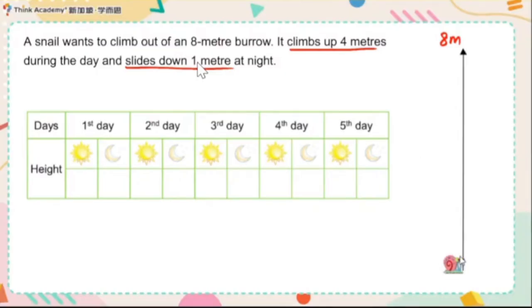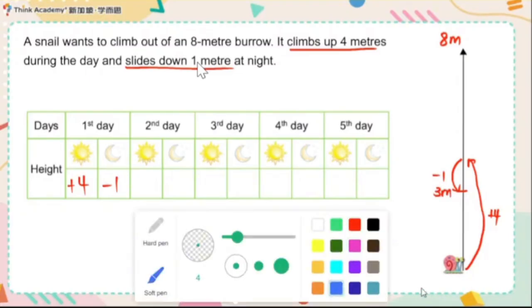My snail starts from the bottom part of the burrow, and on the first day, I will climb up 4 meters, right? Let me draw slightly better to scale. I will climb up 4 meters, and then I haven't reached the top. So I will minus 1 meter, right? I will fall down 1 meter. So after the first day, this snail is at the 3-meter mark.